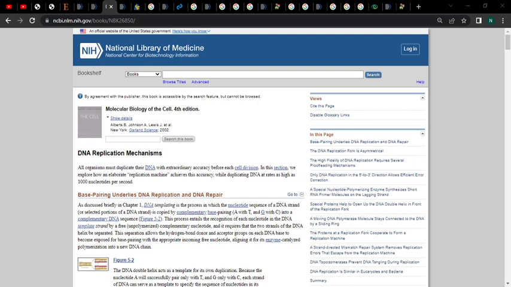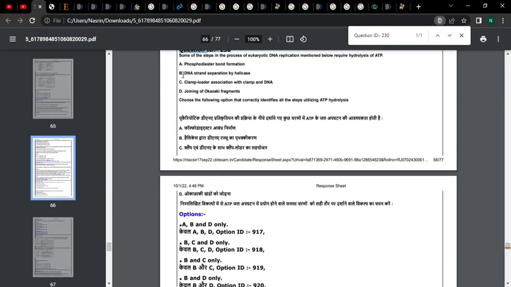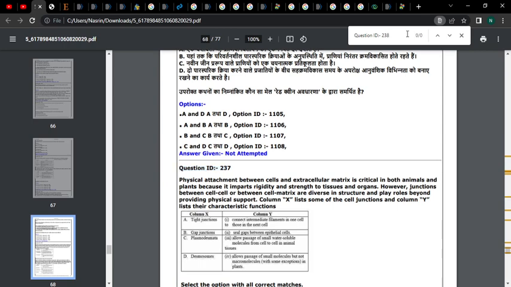So in that they had clearly mentioned it, friends. For this particular question, option B, option C and option D are correct. So for those who have attempted the question, definitely you will be getting a mark. And the next question is question number 238.